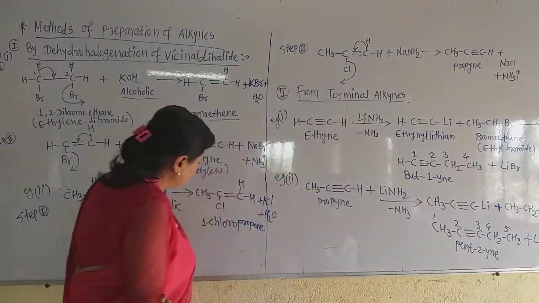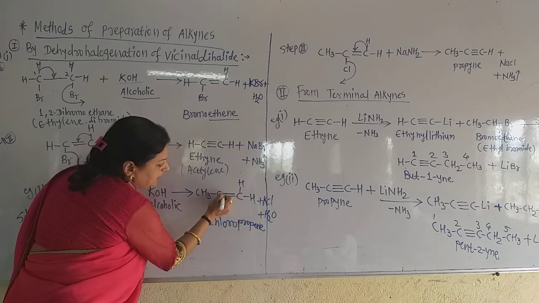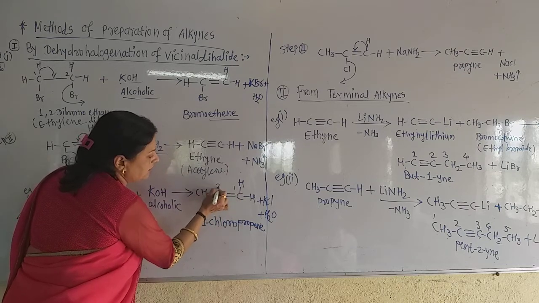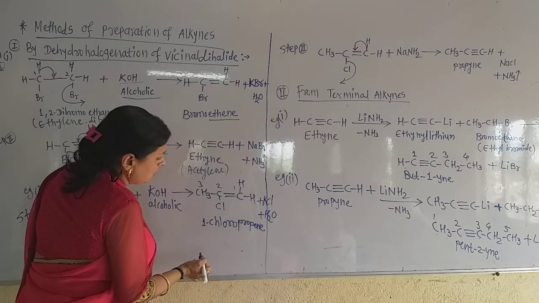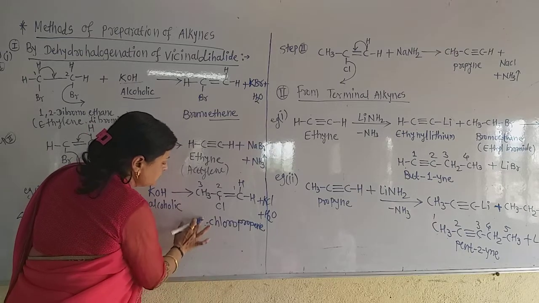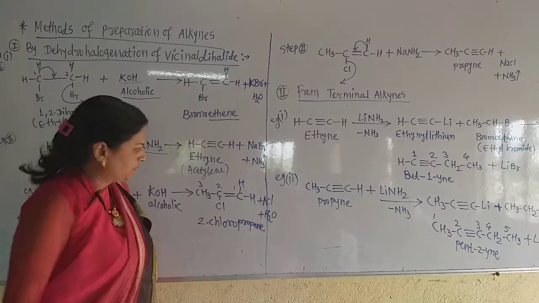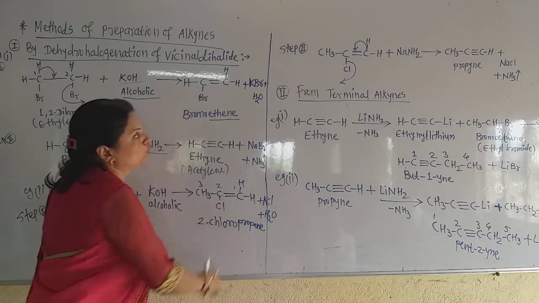Let us see this. Now what is the name of this? Here is the double bond, and in the chain there are 3 carbons, and on the second carbon there is the chlorine. Okay, so the name of this is 2-chloropropene. This is 2-chloropropene. We eliminate the chlorine from this carbon first, so it is 2-chloropropene.